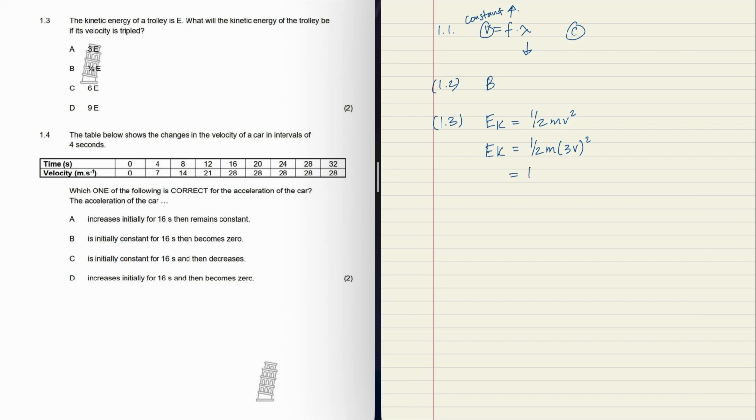We can simplify that further. You get half m, and 3v all squared is 9v squared. We can now move the 9 over to the front. You get 9 times half mv squared, which is 9EK. So the answer is D.